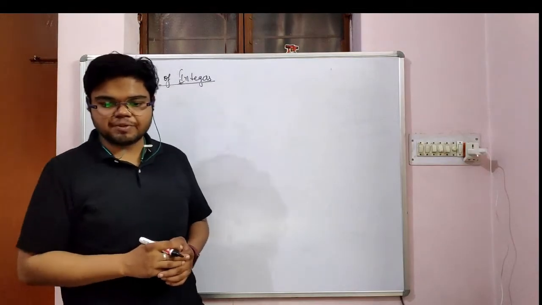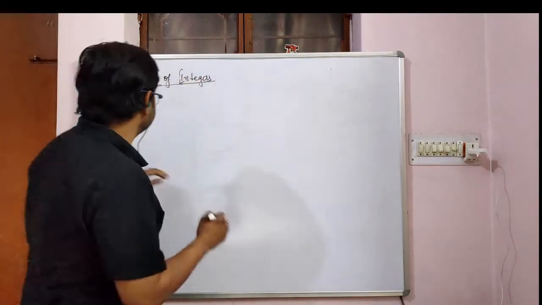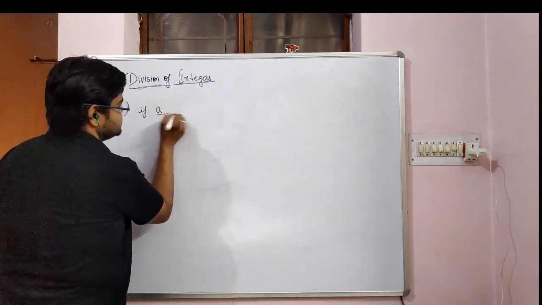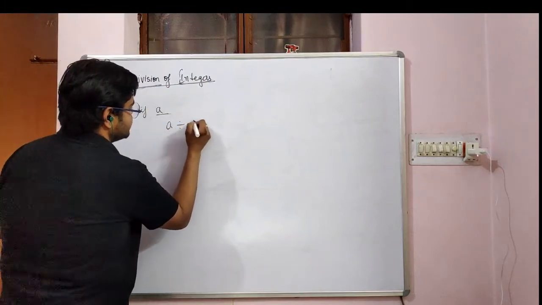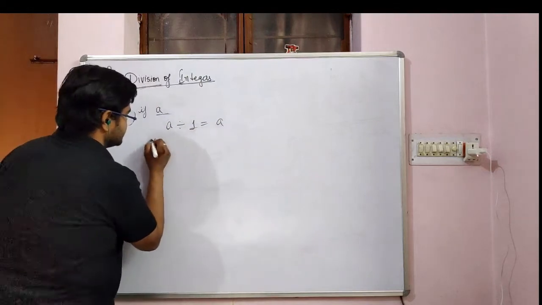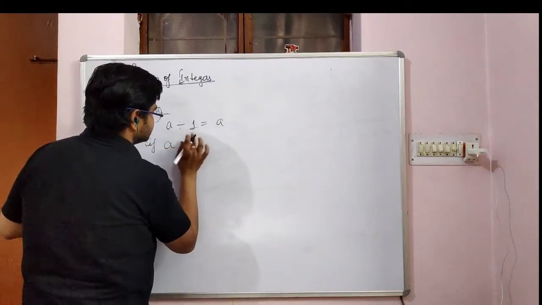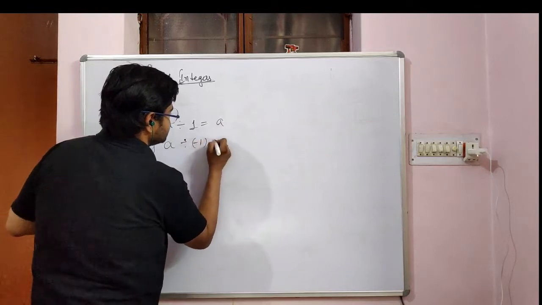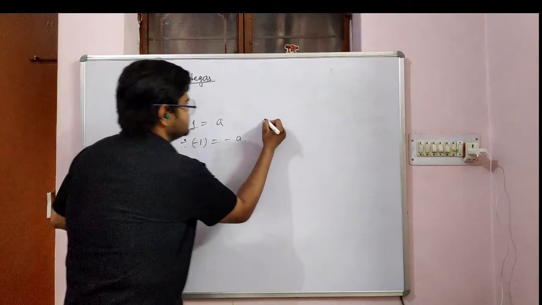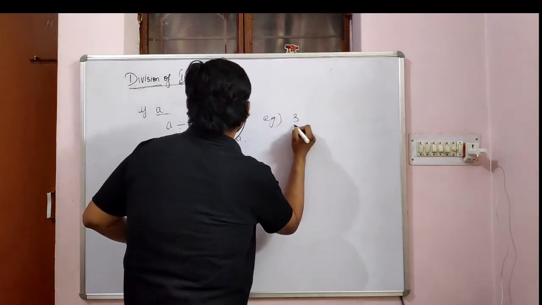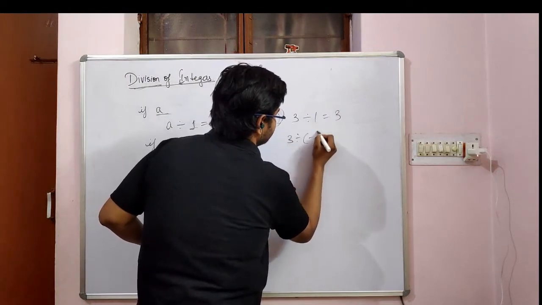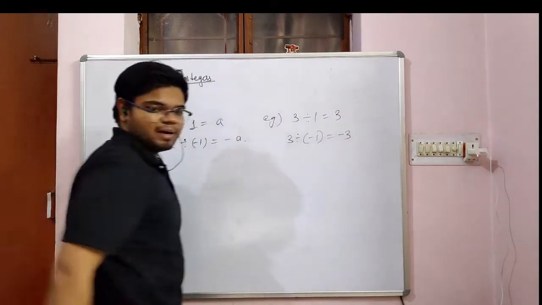So the next property for all integers that we have is, if a is an integer and a is divided by 1, the result will be a. And if a is divided by minus 1, then the result will be minus a. So that means, for example, 3 divided by 1, the result will be 3. 3 divided by minus 1, the result will be minus 3.